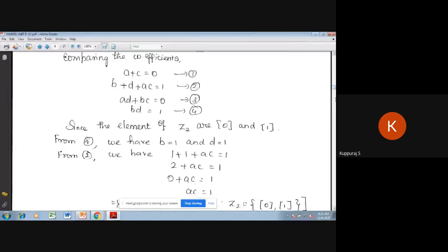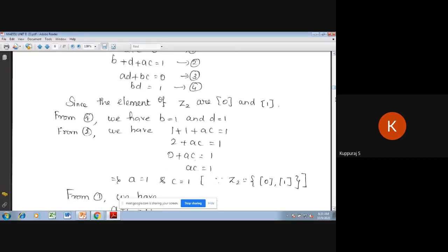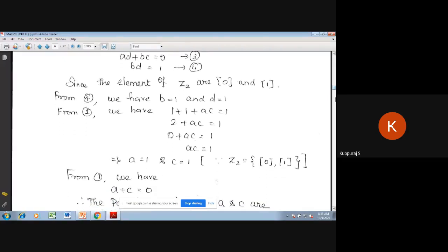We know 2 is congruent to 0 under mod 2. So 0 plus ac is equal to 1, ac is equal to 1. So a into c is equal to 1 means a and c should be 1.